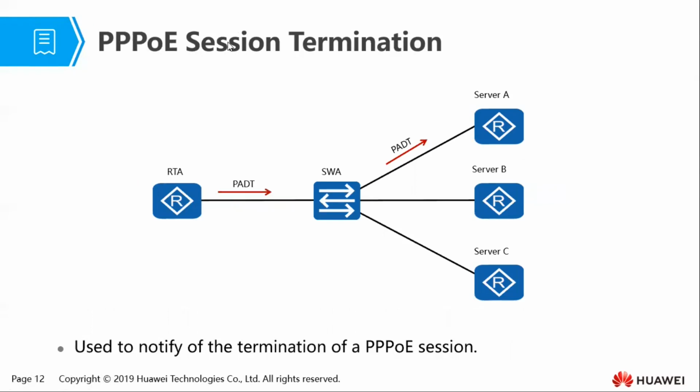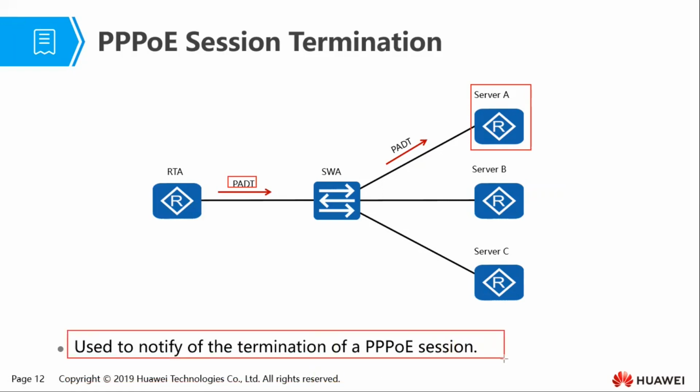Now, once your router is done accessing the remote sites or the internet, it can terminate the PPPoE session using the PPPoE Active Discovery Terminate packet. Again, this is a unicast packet destined to the particular server who offered you the connection to your remote site or the internet. This packet is used to notify of the termination of a PPPoE session.